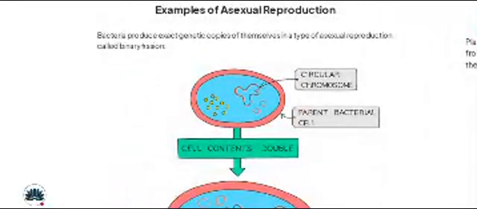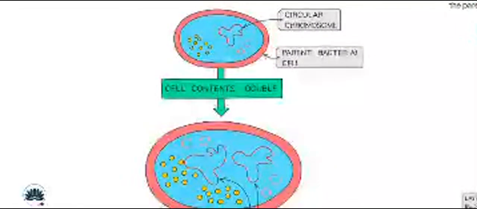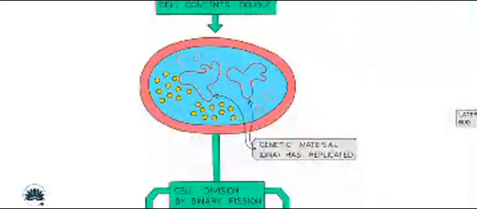So, these are examples of asexual reproduction. Bacteria produce exact genetic copies of themselves in a type of asexual reproduction called binary fission. The binary fission obviously occurs in bacteria. As you can see, this is the parent bacterial cell, which has circular chromosomes visible to you. It also has ribosomes, but they have been doubled. The circular chromosomes have been doubled in the parent bacterial cell, and these are the genetic material. DNA has replicated. Replicated means has been doubled.